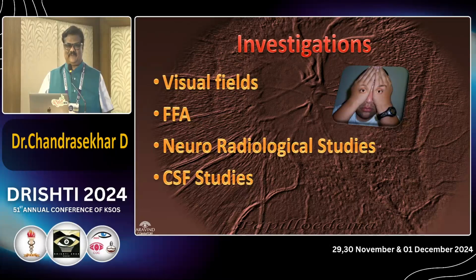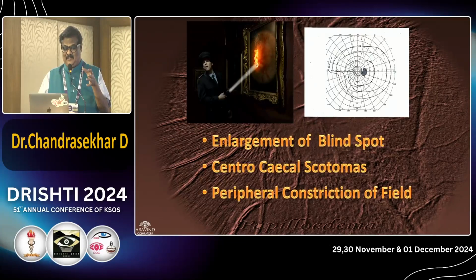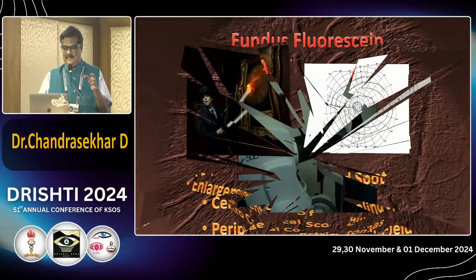FFA to differentiate is not really necessary. In papillitis, you will get a patchy hyperfluorescence. In papilledema, you will get a generalized hyperfluorescence. Enlargement of the blind spot, centrocecal scotoma, all this will occur in the later stages of papilledema.